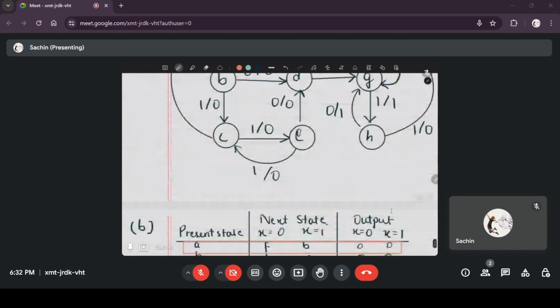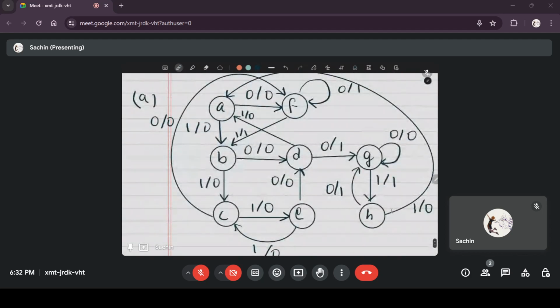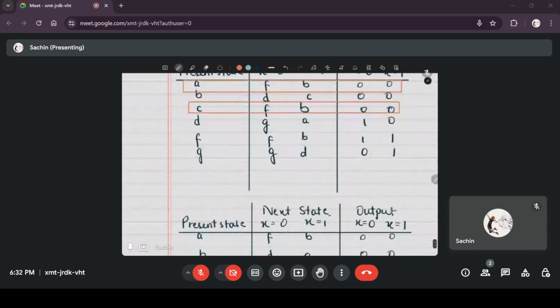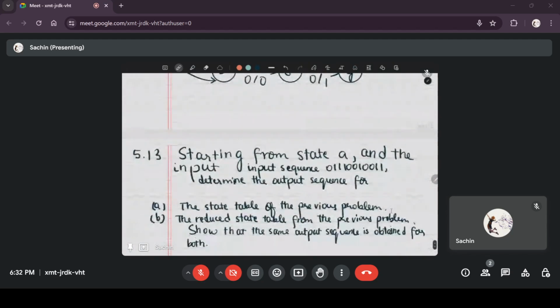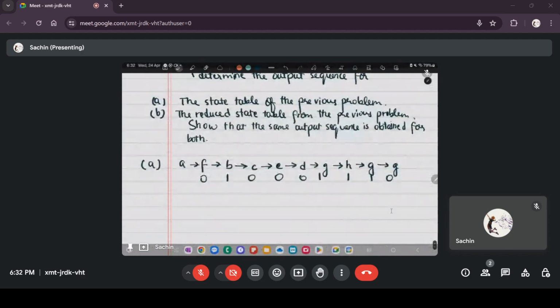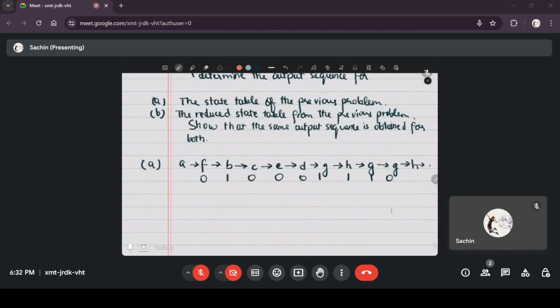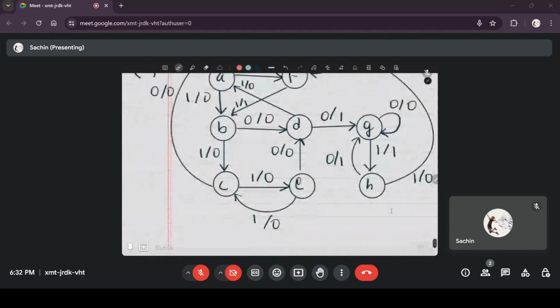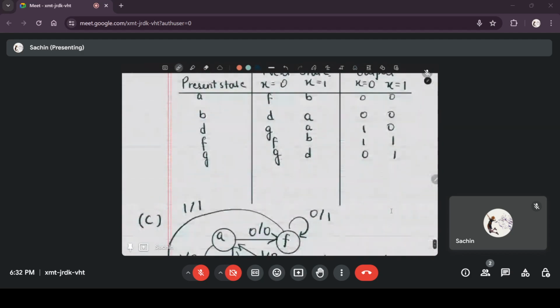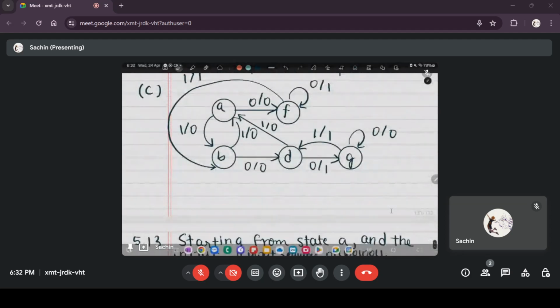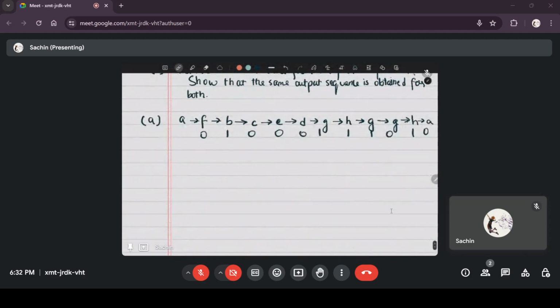Then you give two ones. So from G, if you give a 1, you go to H with output 1, and if you give a 1, you go to A with output 0. So you go to H and then to A with output 1 and output 0. So the output sequence is 0 1 1 1 0 0 1 1 0 1 0.